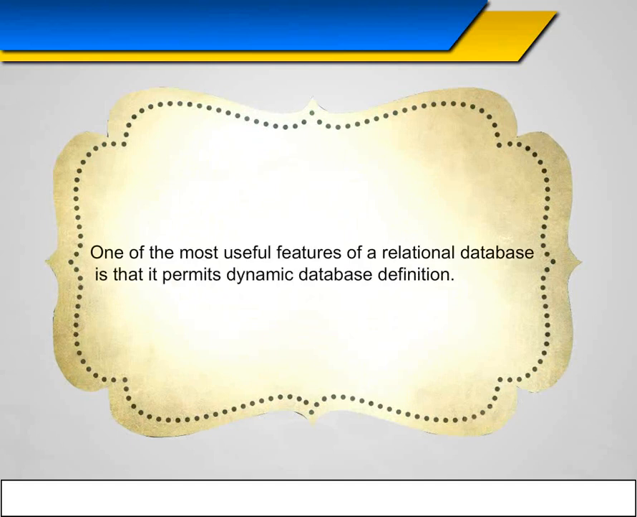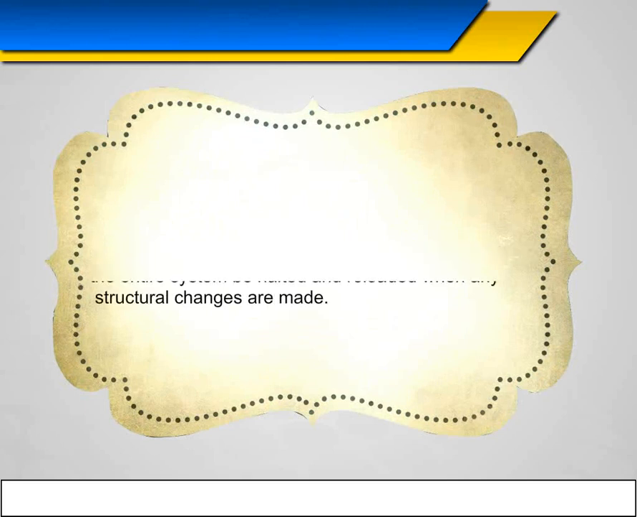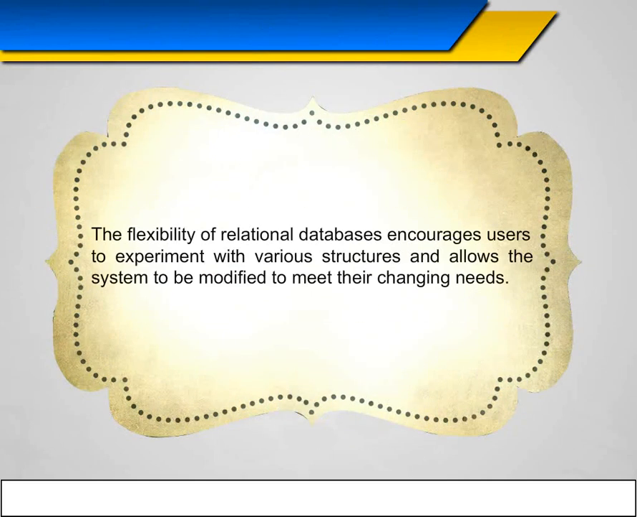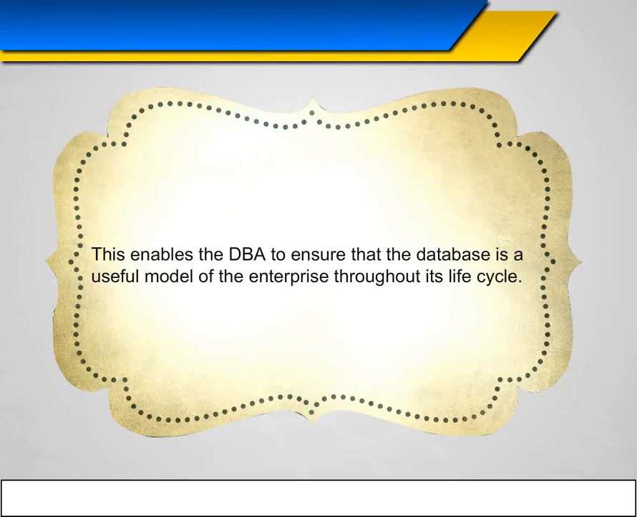One of the most useful features of a relational database is that it permits dynamic database definition. By contrast, many other systems require that the entire database structure be defined at creation time and the entire system to be halted and reloaded when any structural changes are made. The flexibility of relational databases encourages users to experiment with various structures and allows the system to be modified to meet their changing needs. This enables the DBA to ensure that the database is a useful model of the enterprise throughout its lifecycle.